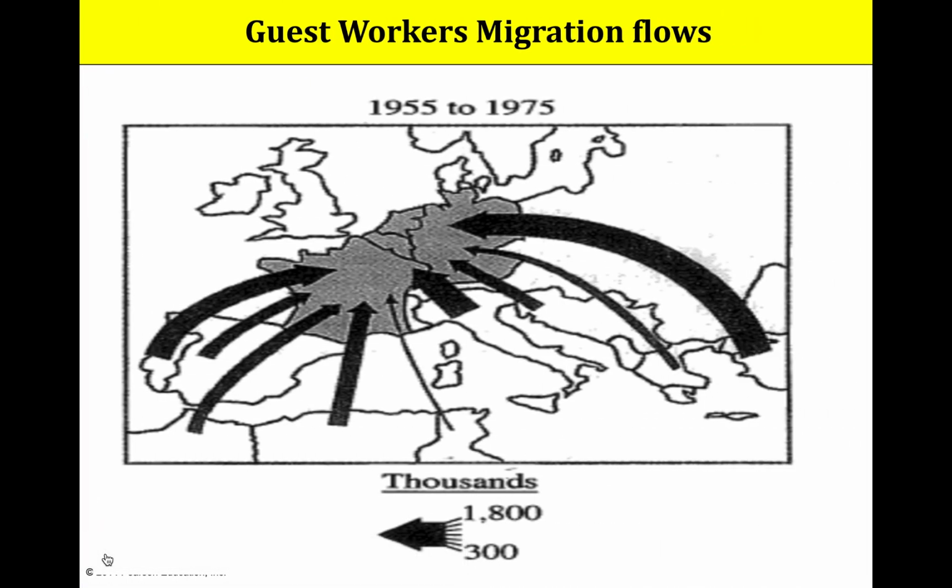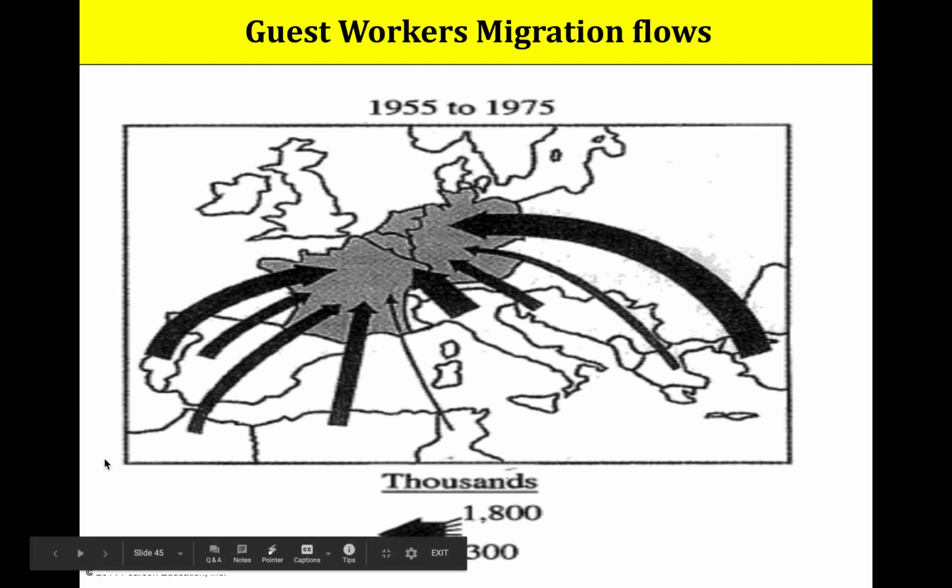All right, guest worker flows. Again, we see the guest worker flows coming from less developed regions that are close to Europe, from Southwest Asia and North Africa, coming into Europe because of the lack of laborers to fill those jobs. And then guest workers, as you'll learn, were banned in the 1980s.